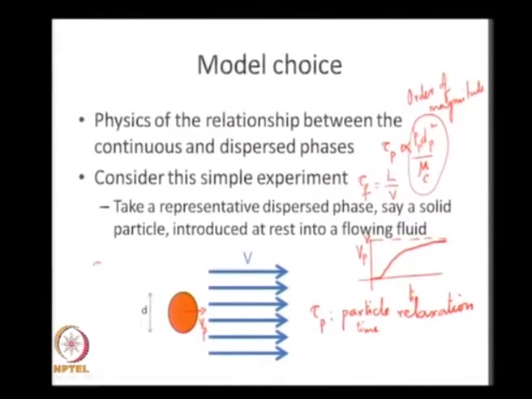So, for example, if I write the competition in the form of a ratio, what do I get? Rho p dp squared by mu c times V over L. So, this is a dimensionless number and this dimensionless number has a meaning.